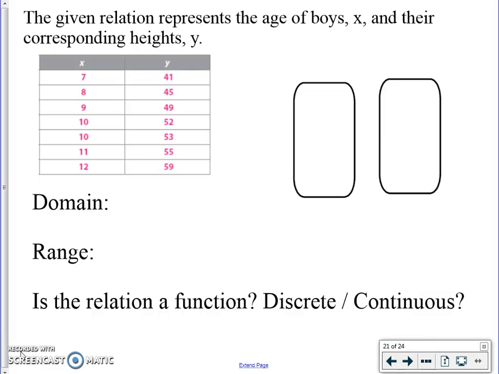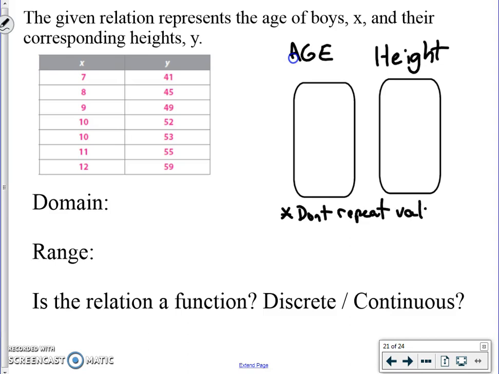In this example here, we have age of boys and their heights. So I'm going to put age over here and height over here. When I fill my mapping, one key you'll notice is I don't repeat values. So I'm going to go ahead and do our mapping really quick here. All right, I'm back. We've put all the numbers in here. Notice I did not repeat the 10 when I drew my columns.